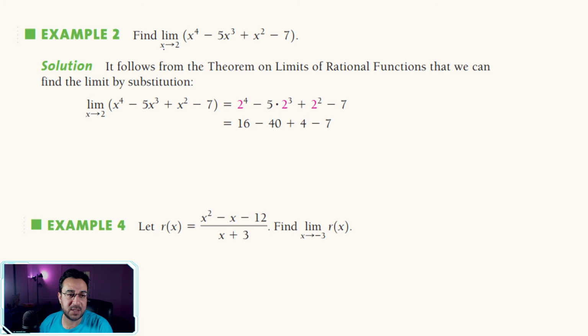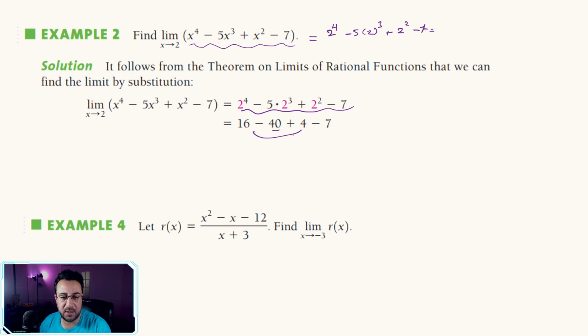Another example, the limit as x approaches 2, and you have this equation here. I think you know the solution by now. You just plug in the 2 to the power of 4 minus 5 by 2 cubed plus 2 squared minus 7, and you come up with your final solution. And that's exactly what he did over here. So you have here 20 minus 40 equals minus 20 minus 7, that's minus 27 as your final solution.